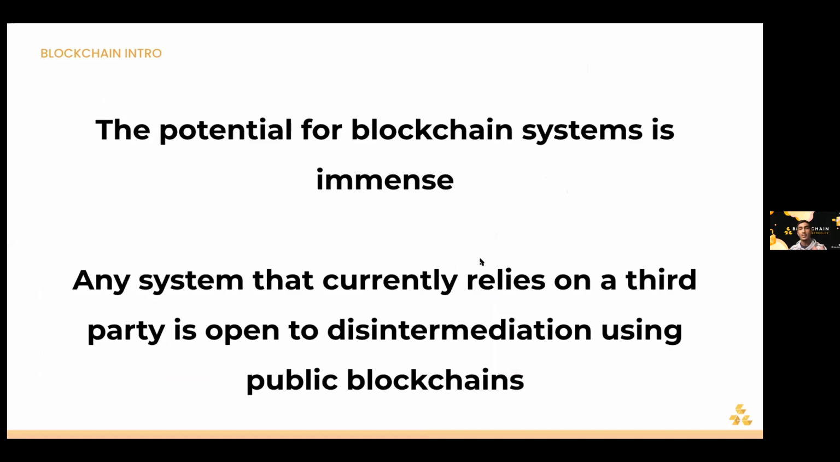So the potential for blockchain systems is absolutely immense. Any system that currently relies on a third party, whether it be a housing deed, whether it be a loan, whether it be your diploma, whether it be anything that someone tells you that you have, will eventually be disintermediated using a public blockchain. You don't have to have trust in the institution that tells you you own something. You will just own it directly, because it will exist on a shared ledger that everyone has and trusts.